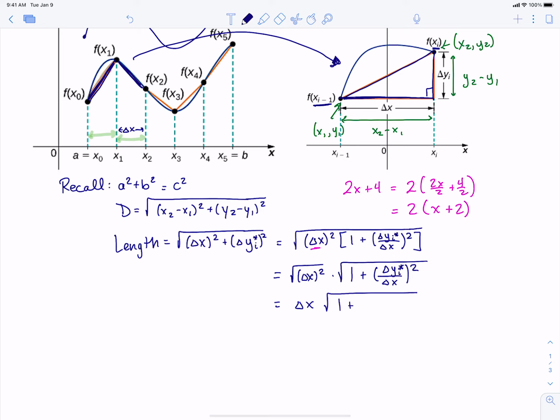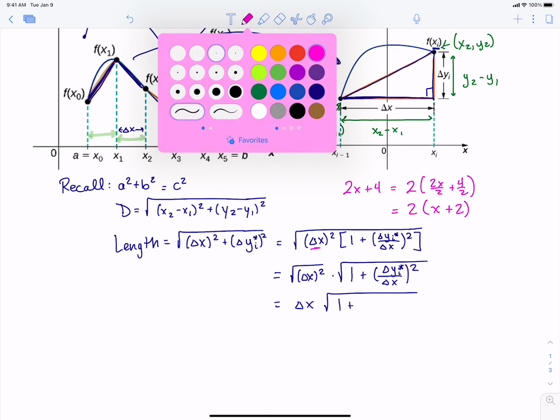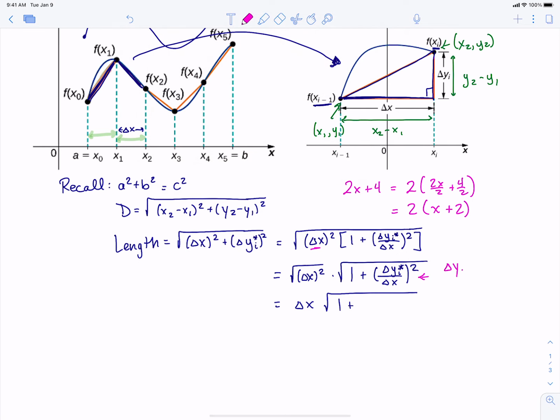Now at this step here, I want to look at this delta y over delta x. And remember what that is. That is literally our change in y divided by our change in x. And this will feel really familiar because it's a couple of things. It's the slope. And remember, slope, we get that from our derivative. So this is going to be approximately the derivative of our function at that point.